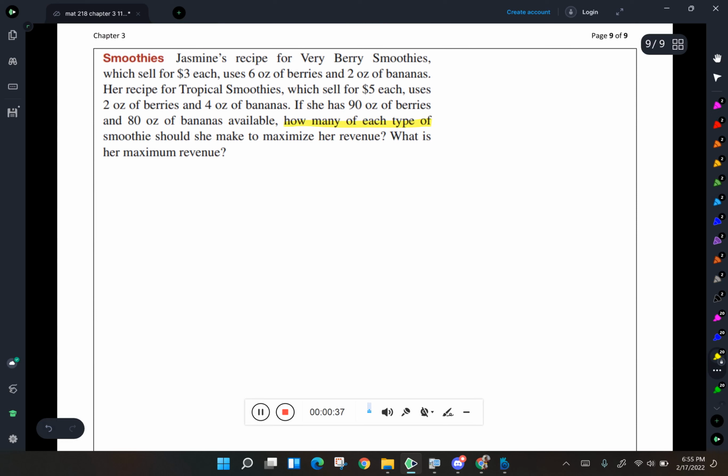So this tells me my variables, how many of each type. I'm going to say that X is going to be the number of VB smoothies, very berry smoothies. And then Y will be the number of T smoothies, tropical smoothies.